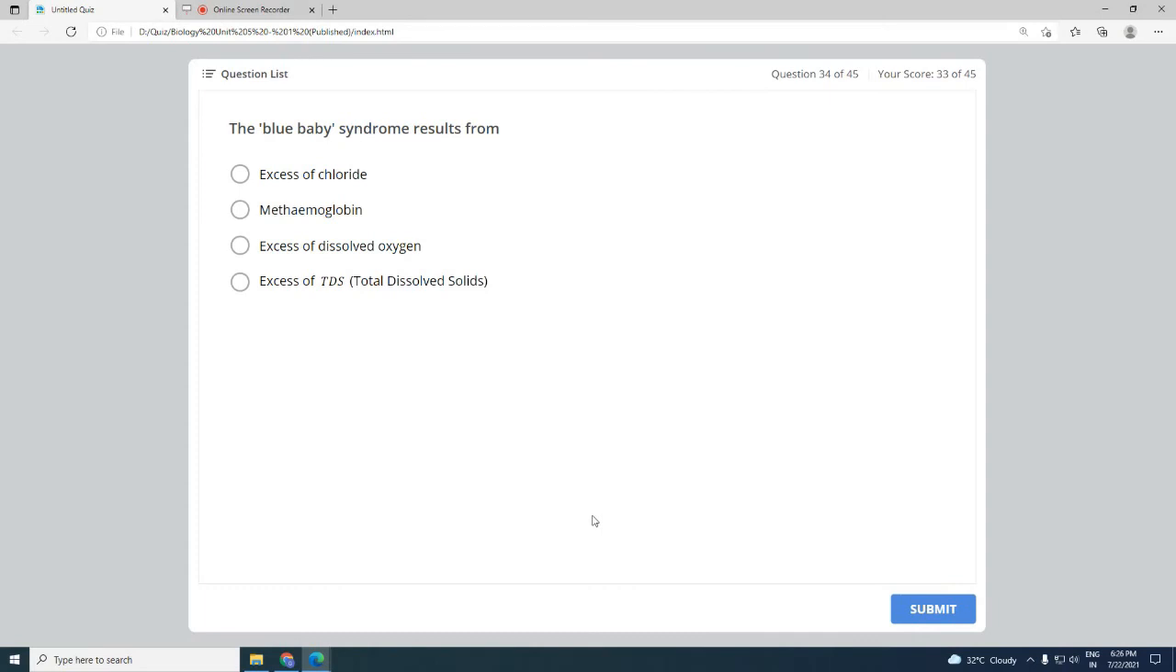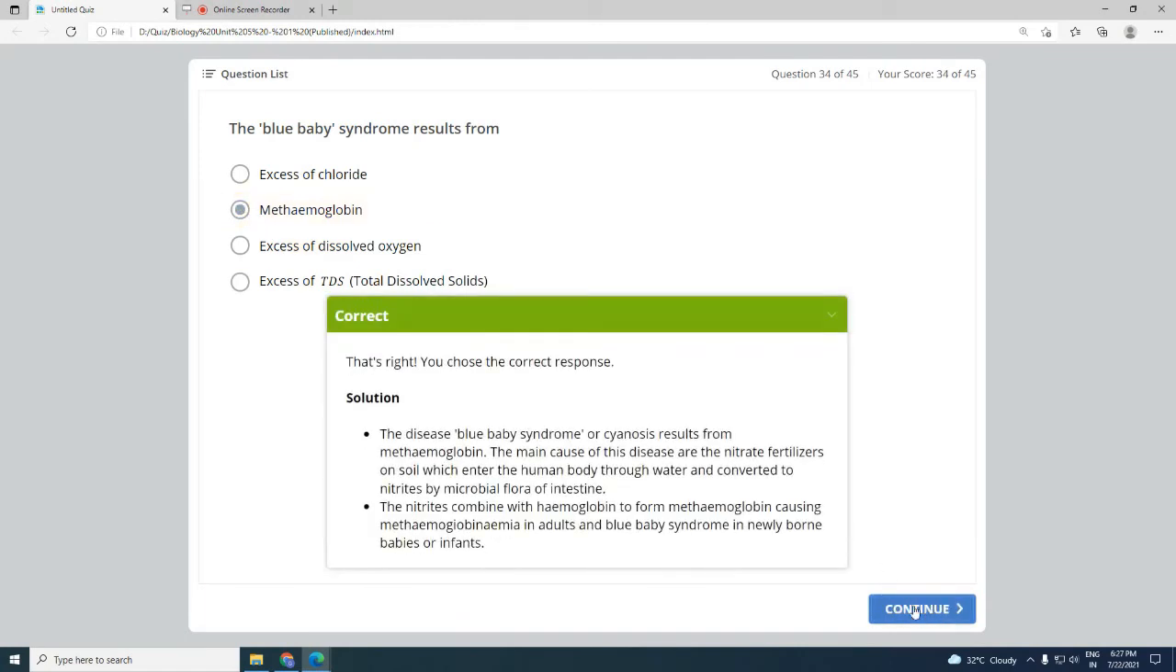The blue baby syndrome results from the excess of chloride, methemoglobin, excess of dissolved oxygen, excess of TDS. Which is the right one? The right answer is option B, methemoglobin. Methemoglobin is the right answer.